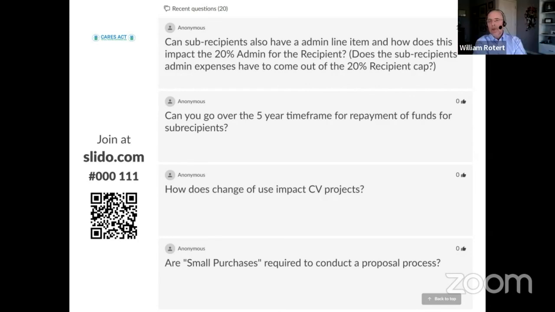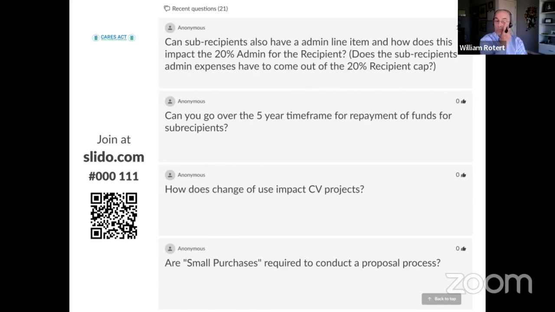Yeah, I'll give a shot at that. The calculation is based on total general admin and planning costs by both the recipient and its subrecipients. So you have to account for general admin and planning costs in a cumulative fashion and apply it to that particular program. So if you've allowed a subrecipient under your subrecipient agreement to charge general admin and planning costs, then they're going to have to account for that, and that's going to be part of your overall program.